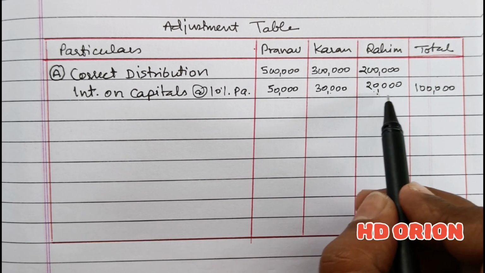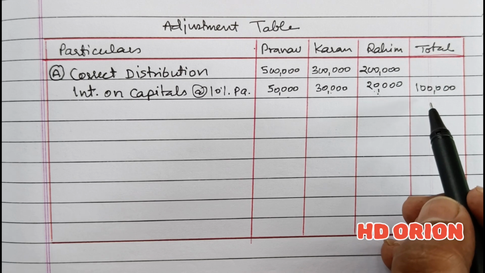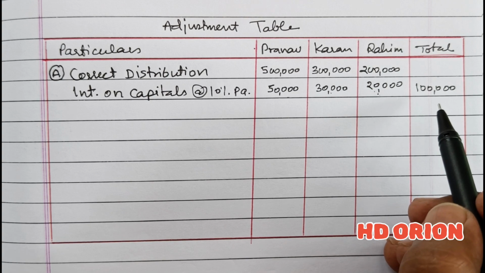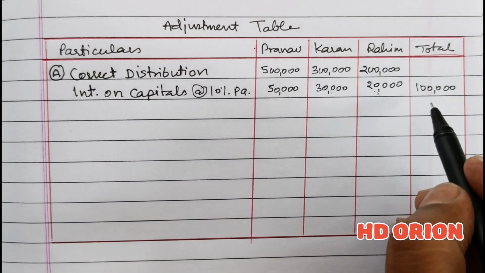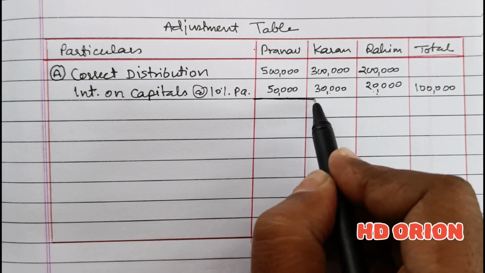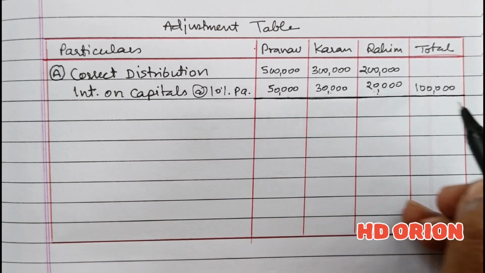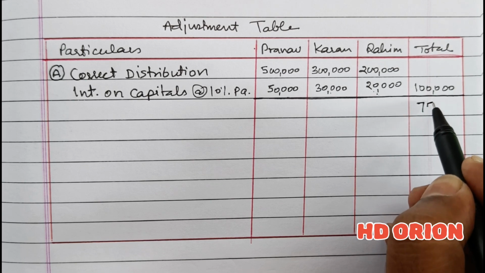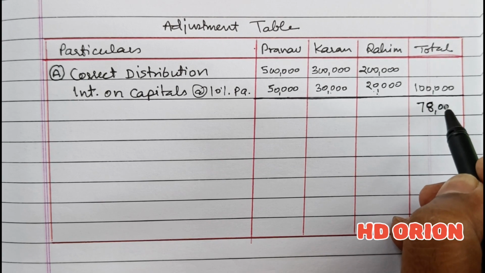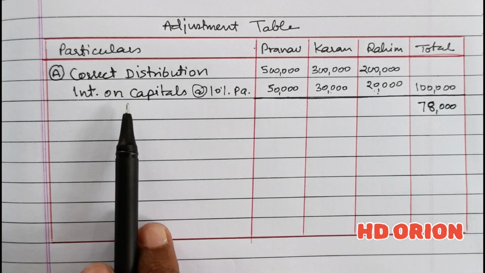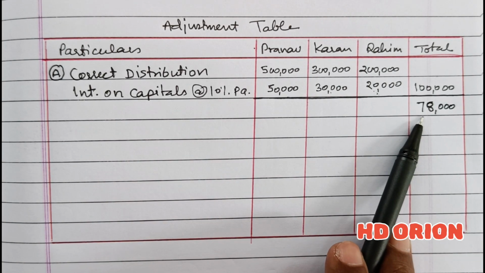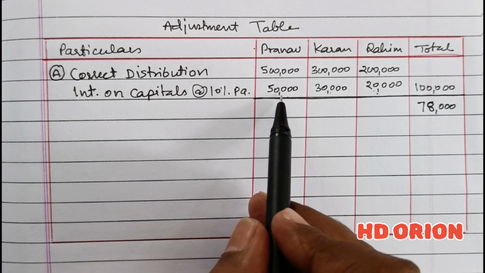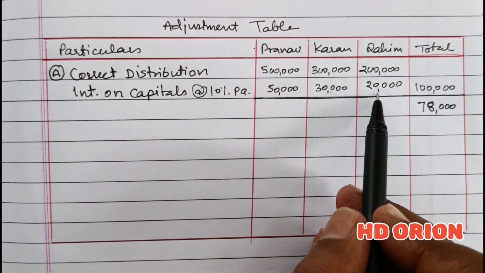capital in this way. But the profit earned this year is not enough. It is less than rupees 1 lakh. How much is the profit? The profit given in the question is only rupees 78,000. So this portion we have to ignore. 1 lakh we cannot give to the partners because profit is less than rupees 1 lakh. What is the amount of profit? The profit is rupees 78,000. So we have to restrict interest on capital to 78,000. So how will we give this? So 50,000, 30,000 and 20,000 cannot be given.